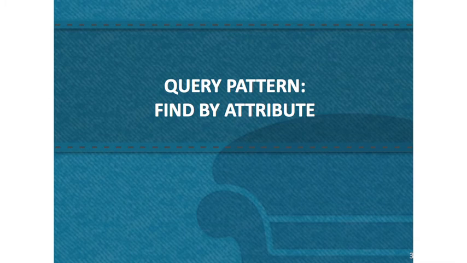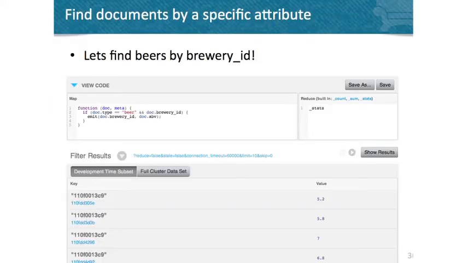So let's look at some patterns. What can we do with this view index? The really simple thing is just look up something by an attribute, the really most basic secondary index. So let's find the beers by brewery ID. Each beer document contains in it a brewery ID, so we're going to build an index on that, and then we are going to have this result set. So I'll zoom in on these and we can talk about it.